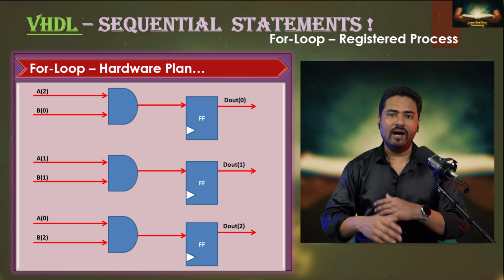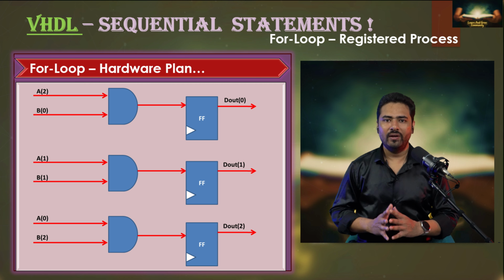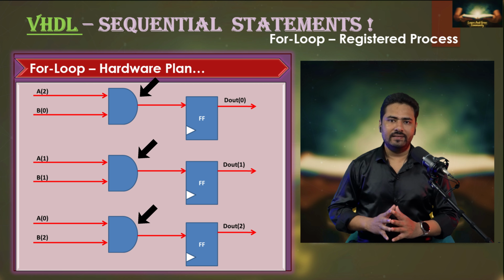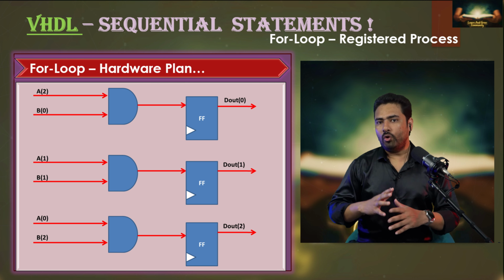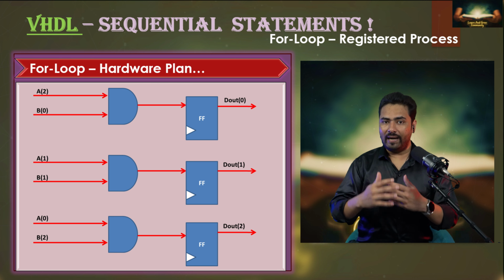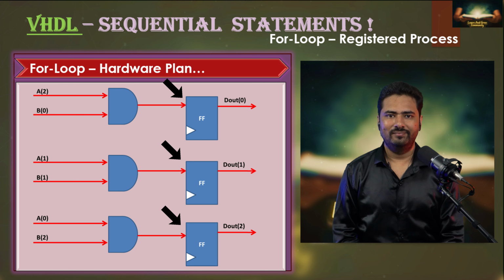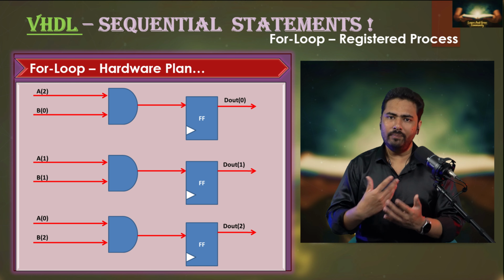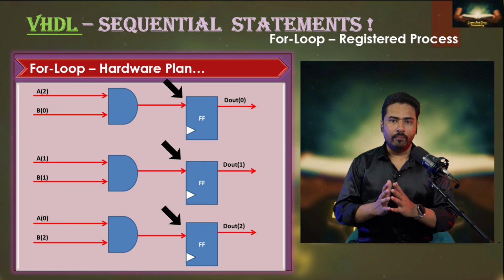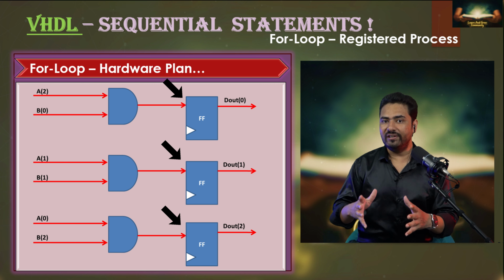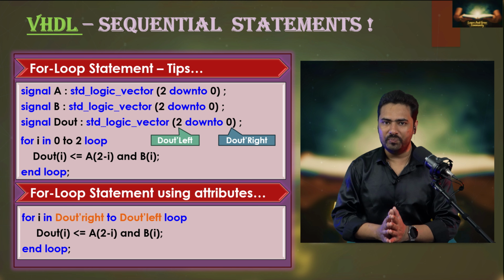Now let's look at the hardware visualization of our for loop in the registered process block. You can see 3 AND gates. These are exactly the same as we had before. The only difference is that we have added 3 flip-flops at the output of the AND gates. Note that for simplicity, I have not included the clock and reset signals here, but they are also connected to these flip-flops.